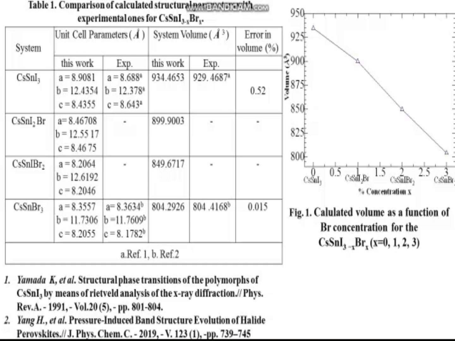More than from Figure 1, it's observable that with an increase in the concentration of bromine, the volume of the system decreases. This dependence is almost linear.